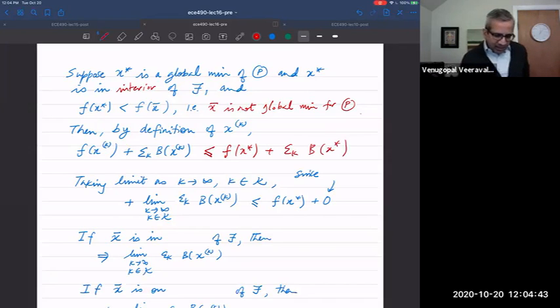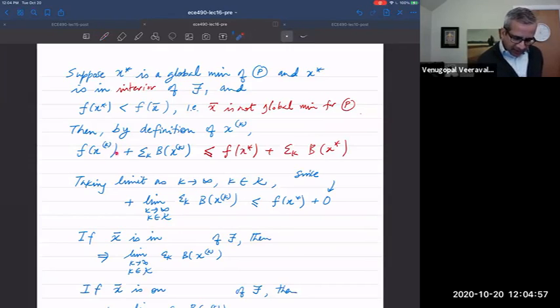Now let's take the limit as k goes to infinity along the subsequence on both sides of this equation. On the left-hand side, because xk is going to x bar and f is continuous, this becomes f of x bar. And then I'll leave the limit of the barrier term on the left-hand side like that. We'll deal with that in just a second.